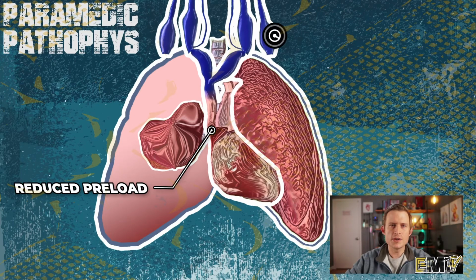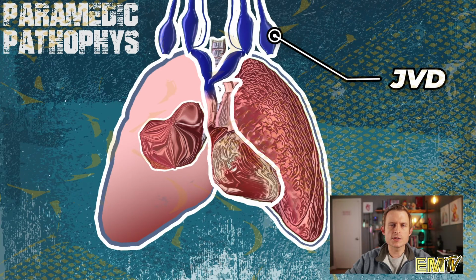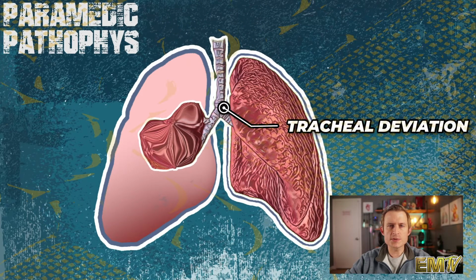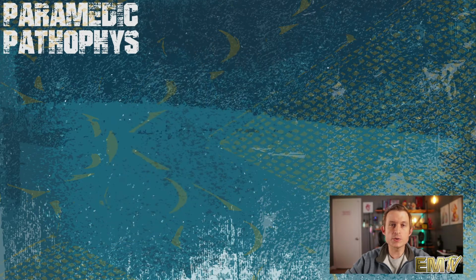In doing so, venous return to the heart is limited, causing a significant reduction in preload and a drop in overall blood pressure. The venous return to the heart is also impaired through the jugular veins, leading to jugular venous distension, which we can see externally. As the mediastinum is pushed further across the midline, we will see tracheal deviation. But be aware, at this stage in the tension pneumothorax's development, the chances of the patient surviving are extremely low, and without prompt treatment, this patient will die.